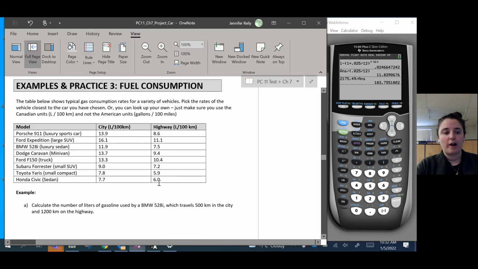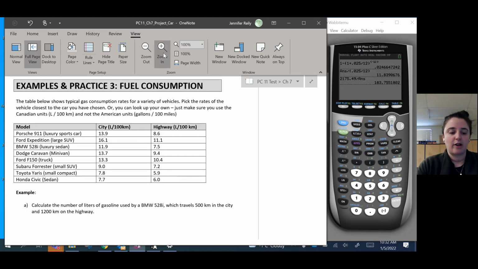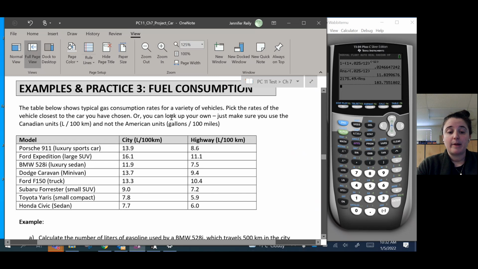So once you've paid for your car and you've got your insurance, the other thing that's going to really cost you a lot of money is gas, fuel. So we looked up a bunch of different vehicles. These are kind of a variety of luxury and not luxury, different categories of cars, and looked at their mileage.